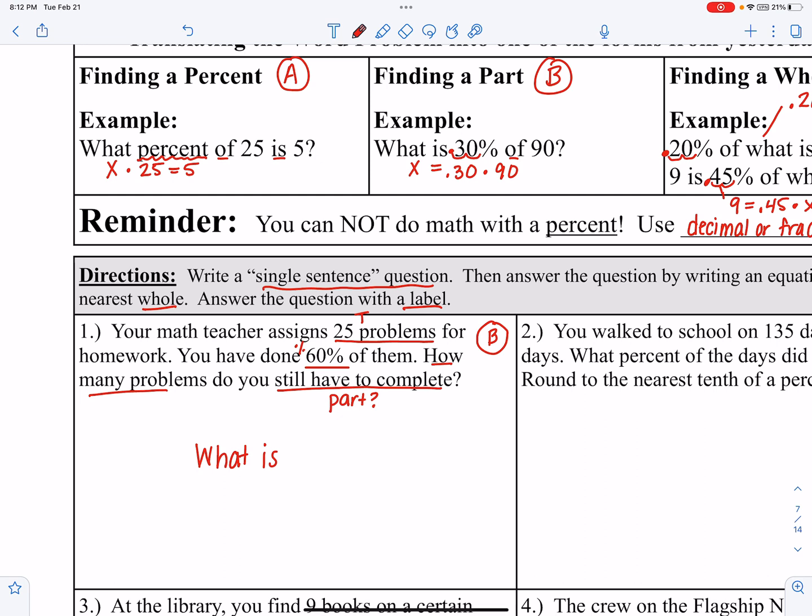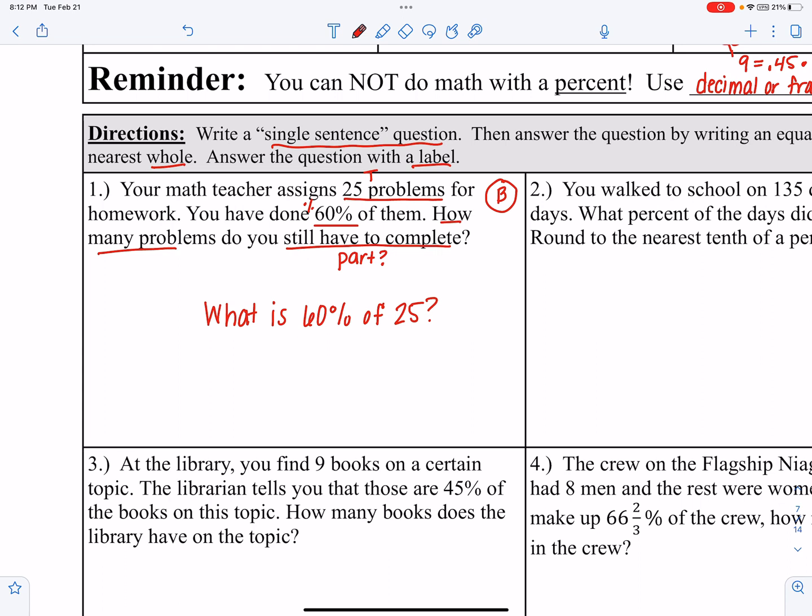What is 60% of 25 problems? Okay, and then we can go ahead and do a direct translation. And so we know what is X equals 60%. We change this to a decimal by doing our 2 swoops to the left. We're dividing by 100. So we have 0.60. Of means multiply, and 25.